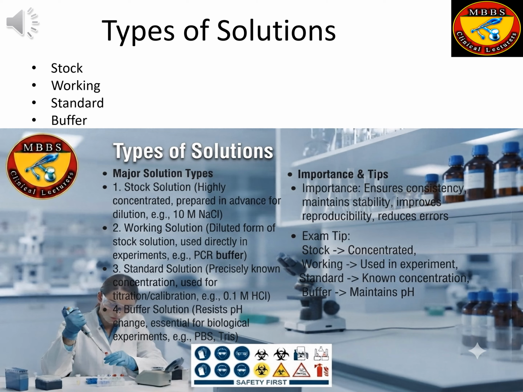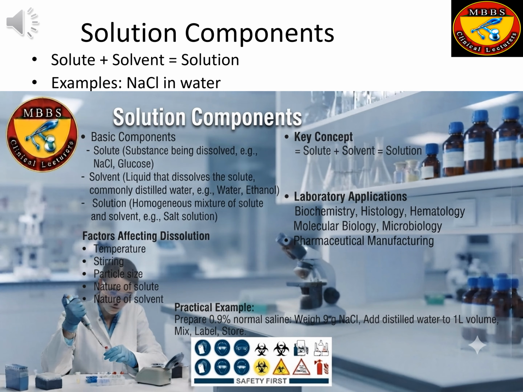Practical example. If preparing an ELISA test, the washing buffer must have the correct concentration and pH. An incorrect buffer may produce false positive or false negative results. Exam tip. Remember: stock, concentrated. Working, used in experiment. Standard, known concentration. Buffer, maintains pH.